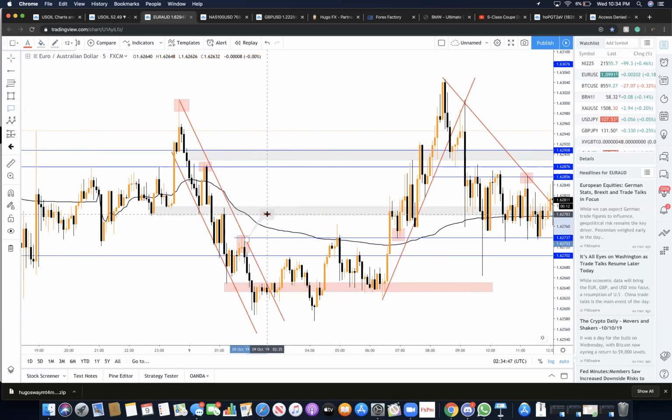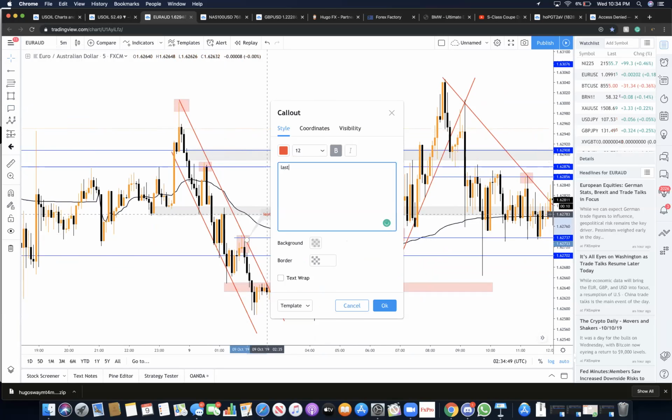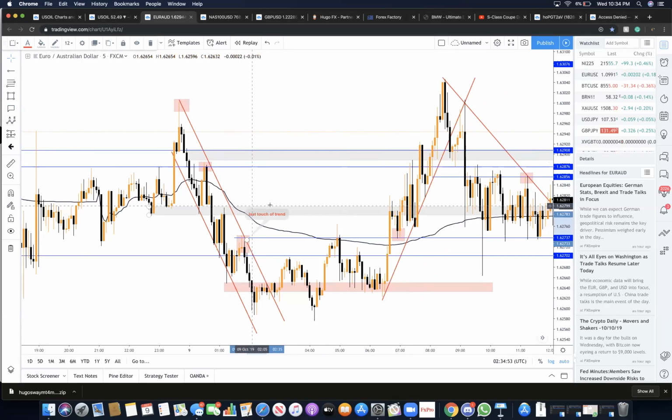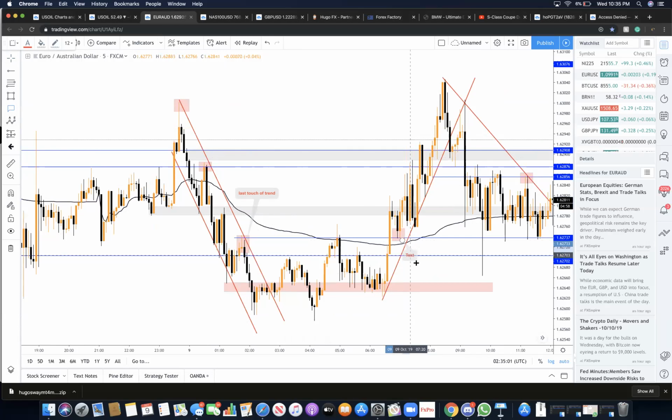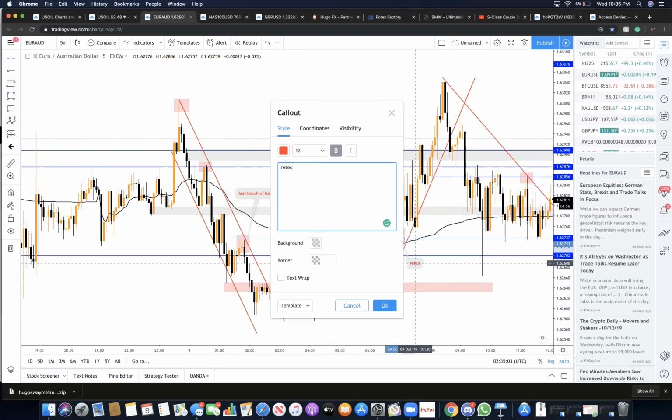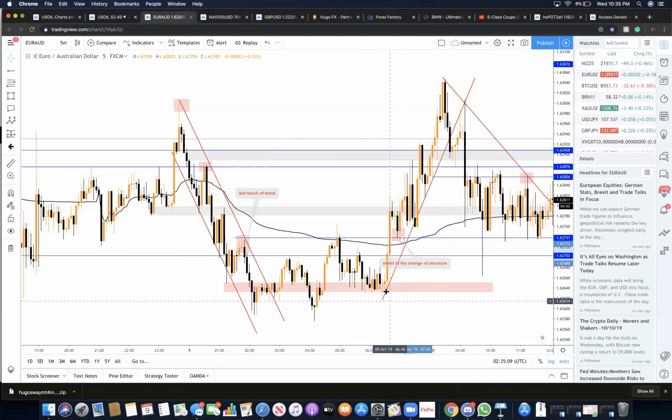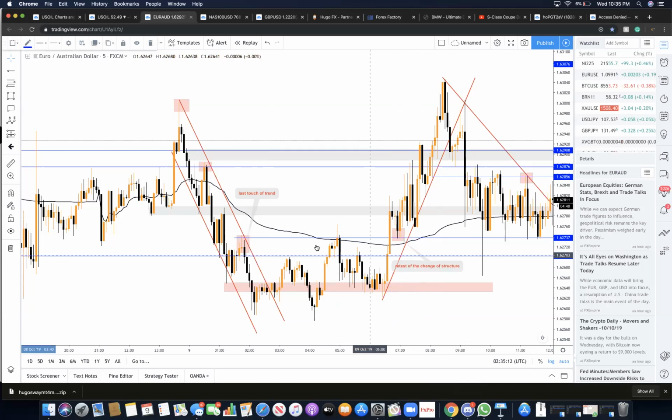This is the last touch of the trend. So I'm gonna label last touch of trend. And this is the break above the trend, right? Break above. This is the retest of the change of structure. You can do it like that, or the start of an uptrend. You guys can identify for me as well.